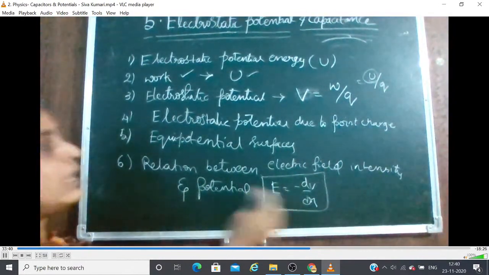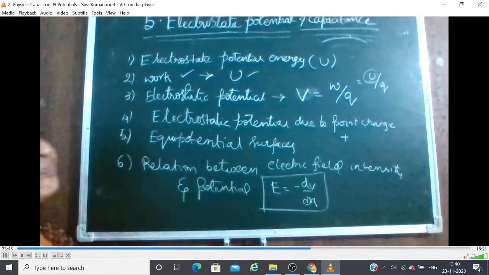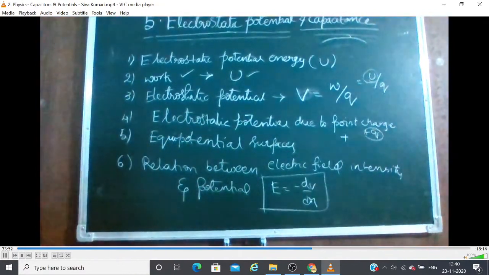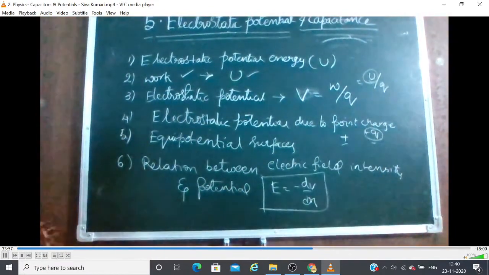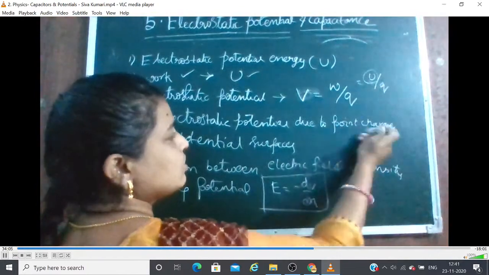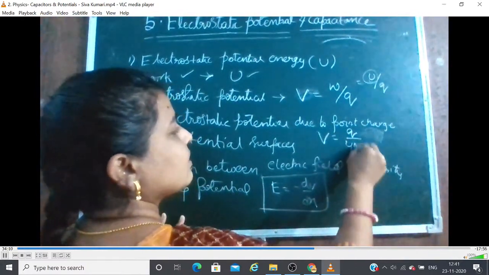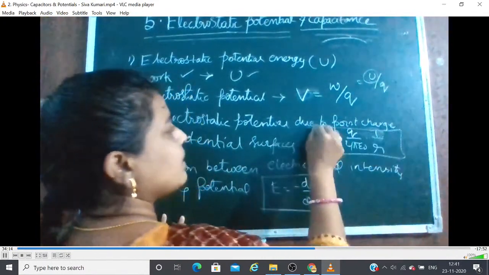So the electrostatic potential due to a point charge. Suppose a point charge is present here, then for a test charge, the electrostatic potential due to this positive charge at this point, which we have calculated already, is V equals Q by 4 pi epsilon naught into 1 by R. This is very important.